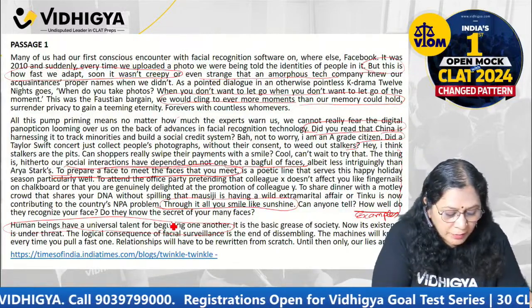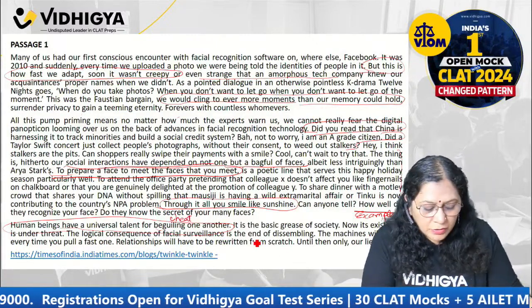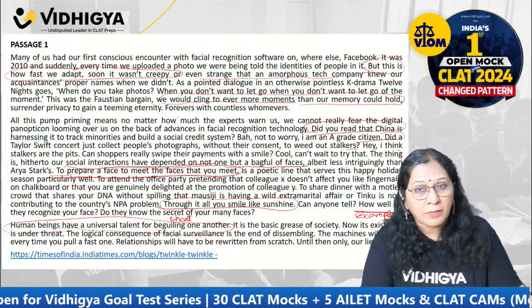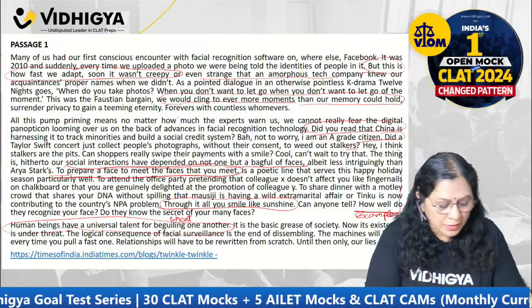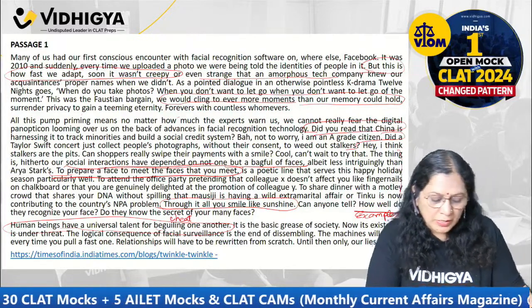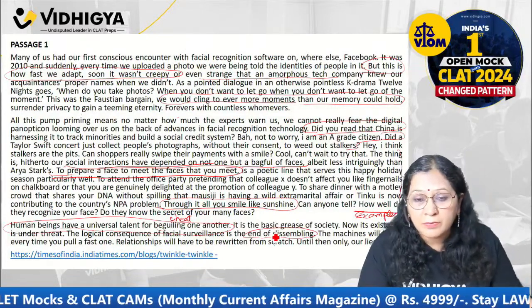So they are cheating. Beguile is deceiving, cheating, right? You're pretending. So it is a basic grease of society. Now its existence is under threat. मतलब अब हम beguile या cheat लोगों को नहीं कर सकेंगे. क्यों? Logical consequence of facial surveillance is the end of dissembling. कि अब ये जो दिखावा करना है तो dissembling का meaning हमें समझ में आ जाएगा.